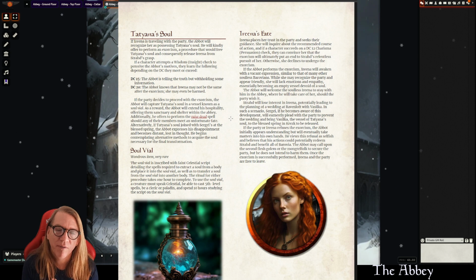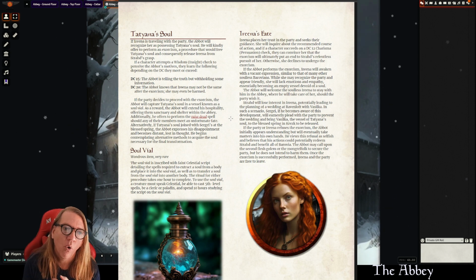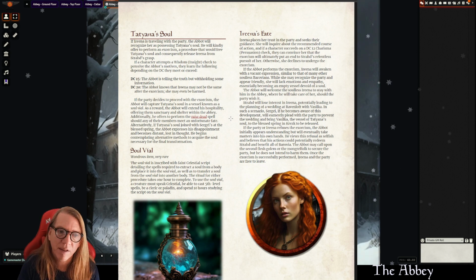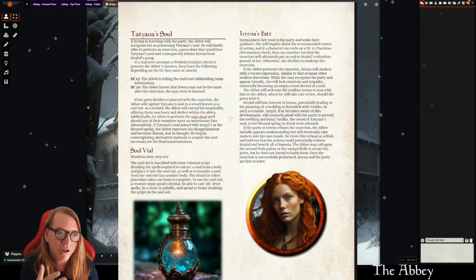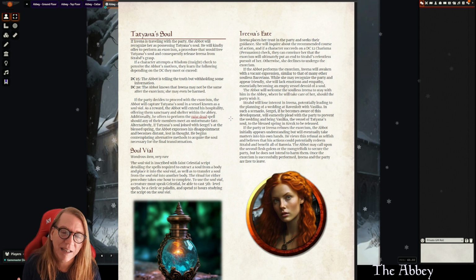I wanted to provide several different options, whether Irina makes up her own mind or she puts her faith in the party. The party can try to do a persuasion check to convince Irina. There's also some checks to see if the Abbot's telling the truth, as well as what happens if Irina and the party decide not to let this happen.